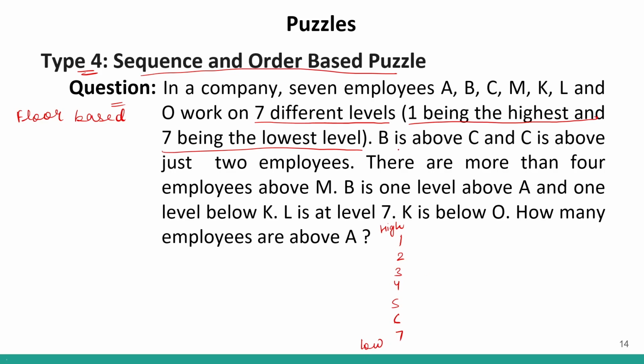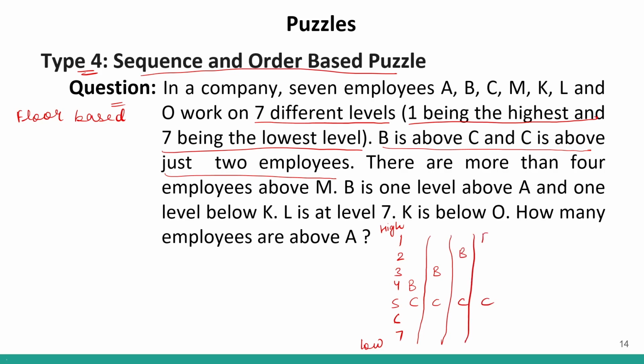Now, it is given to us B is above C and C is above just 2 employees. That means C will be at the 5th position, because 2 employees will be below C. And B is above C, so B can be in any of these 4 positions. So now we have 4 possibilities. I was telling you that you can have multiple possibilities. B can be at any position from 1 to 4.